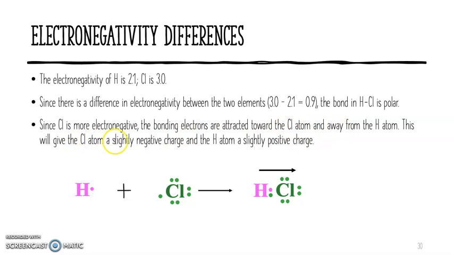And that gives the chlorine atom a slightly negative charge and the hydrogen atom a slightly positive charge. So you use an arrow to point to the atom that has the slightly negative charge. That's the convention.